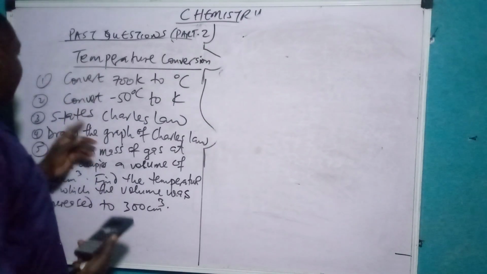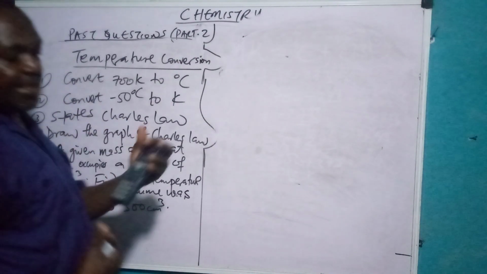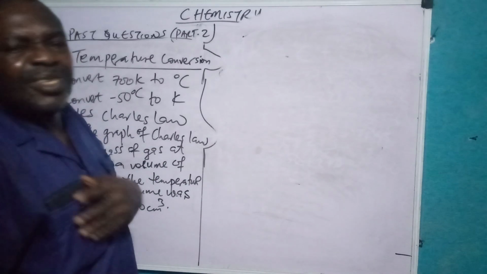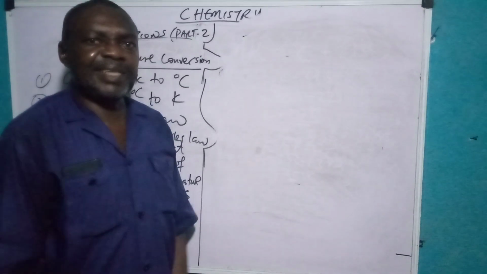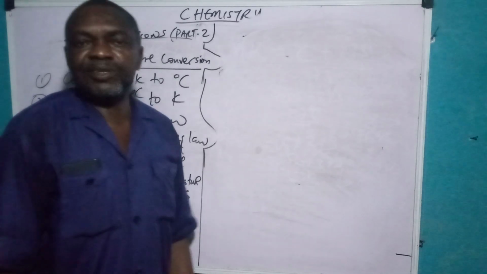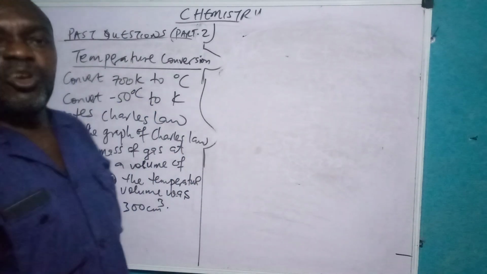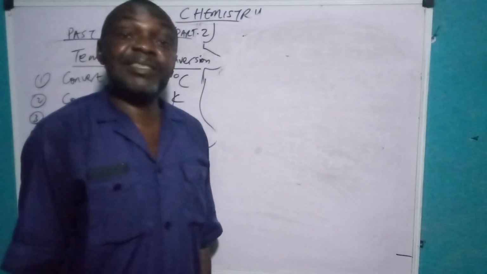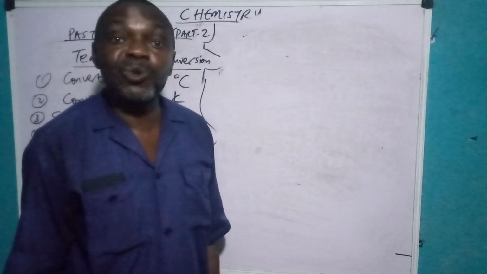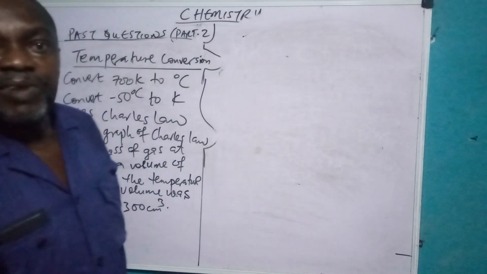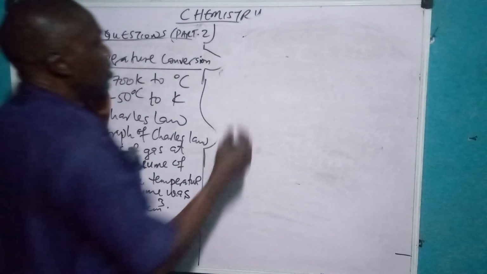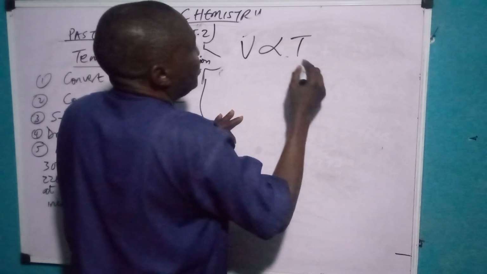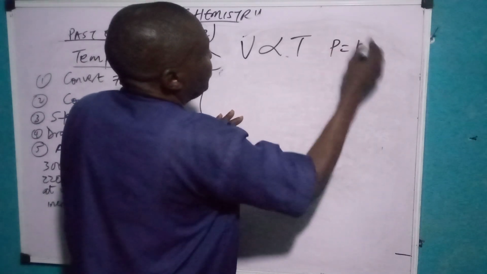Then the next question is state Charles' law. Charles' law is similar to Boyle's law. It's only direct and indirect. One varies, the other one is direct. Charles' law states that the volume of a fixed mass of gas is directly proportional to its absolute temperature, provided pressure is kept constant.